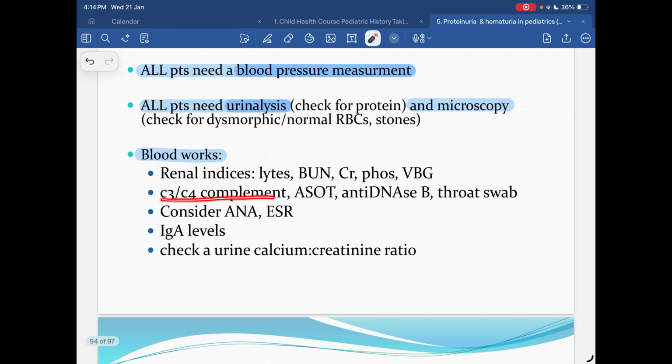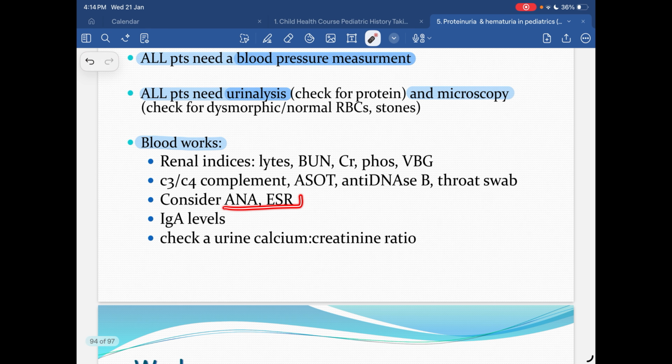نشوف complement specifically post-infectious glomerular nephritis مع ASO titer, anti-DNase, and a throat swab if we need a culture. We may consider ANA or ESR. ANA له systemic disease, ESR عشان نشوف inflammatory process اللي هو الآن موجود. IgA levels for IgA nephropathy. And we're going to check the urine calcium creatinine ratio in case of stones.